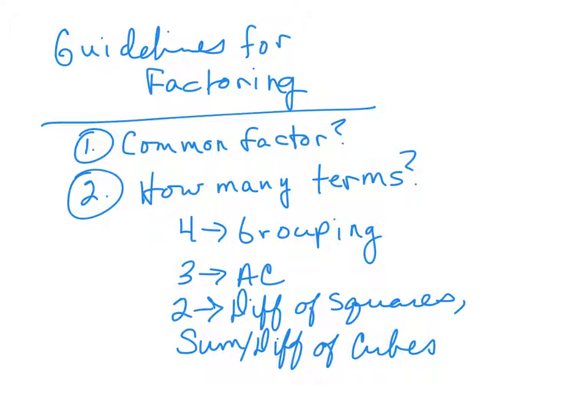That's for 1. That's the one. No, these are both for 2. We'll check to see if it's the difference of squares first, and if it's that, we'll factor it as such. If it's not that, then we'll see if it's the sum or difference of cubes. We don't have one. You can't factor something with one term.